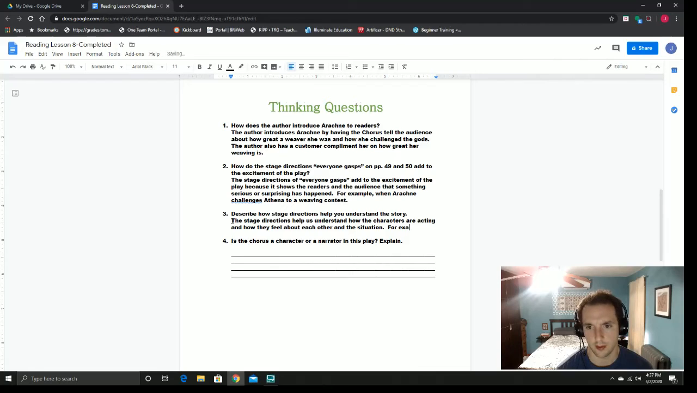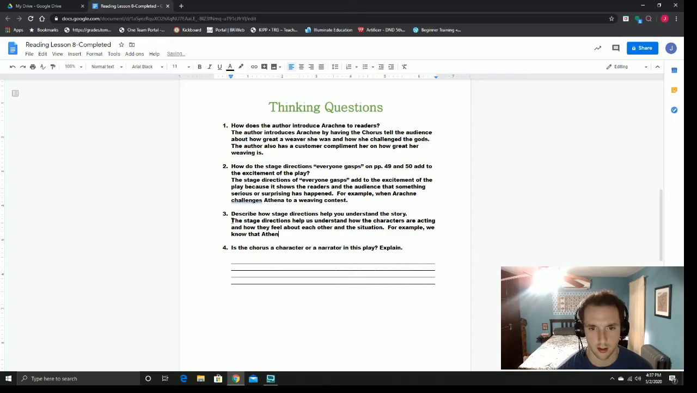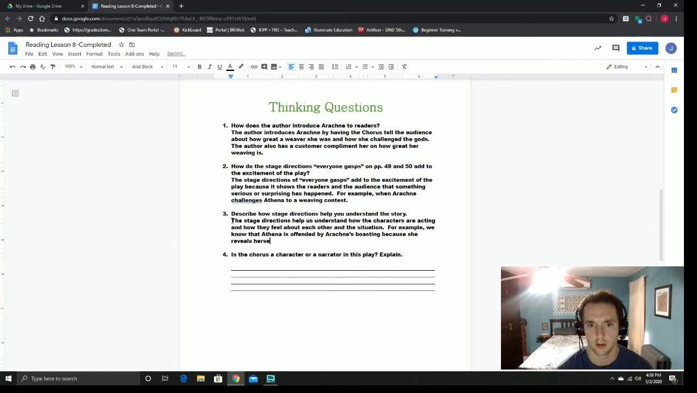I'm just going to give another example. For example, we know that Athena is offended by Arachne's boasting because she reveals herself to challenge Arachne to a weaving contest. And again, we would not know that she was hidden and then revealed herself without the stage directions. So that's how it helps us understand the story.